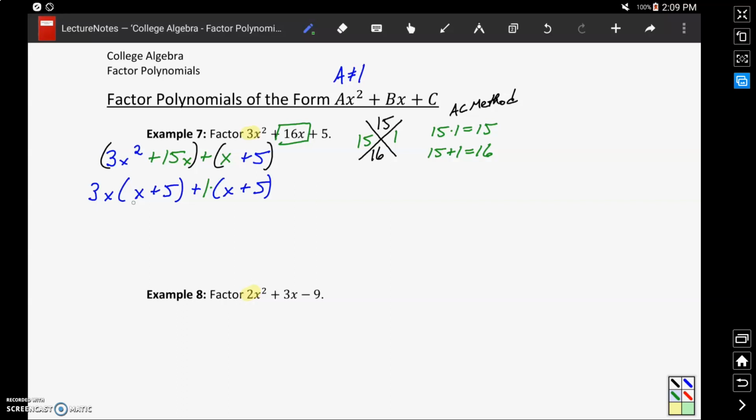To know that we're on track, the expressions we have left over inside parentheses should match each other exactly, meaning it's common between the two terms that we have, and we can factor that out, leaving us with, in this case, just the 3x, and that 1 that we had floating out in front of x plus 5. And this gives us our fully factored expression for this polynomial function.